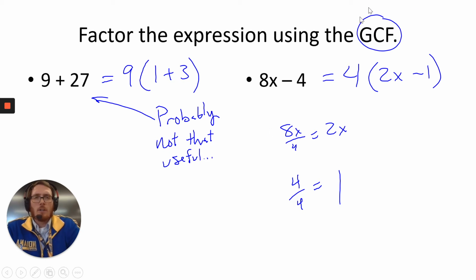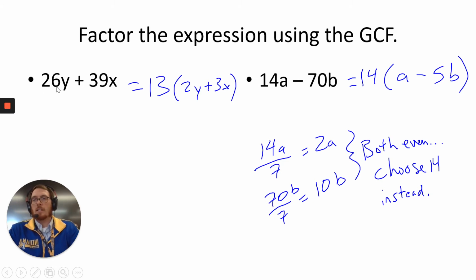It's probably more helpful on a question like the second one that has a 4 out front. Okay, so the reason I picked 4 is because 4 is the highest number that goes into both. So I put a 4 out front, and then I take 8x divided by 4 and 4 divided by 4, and that's what's left inside these parentheses. So that's why it's 2x minus 1.